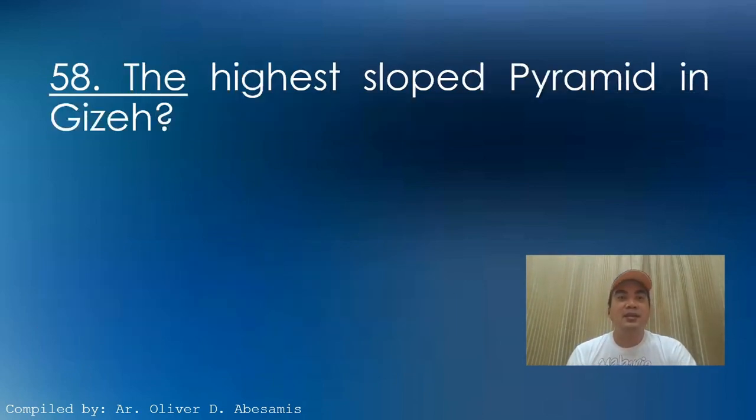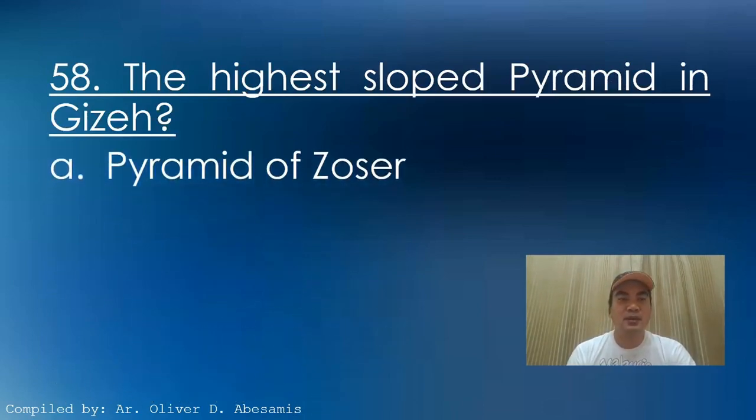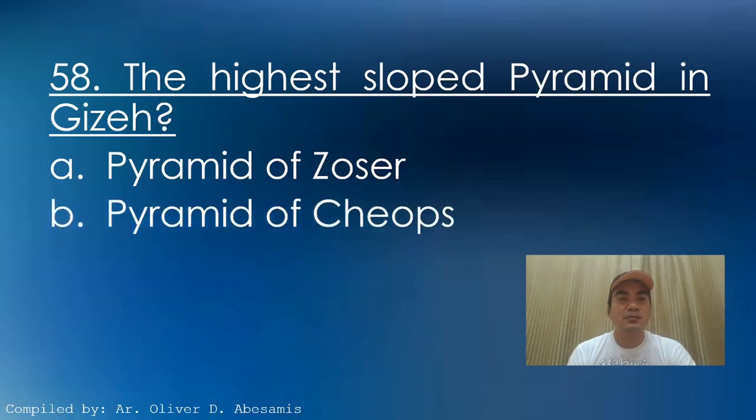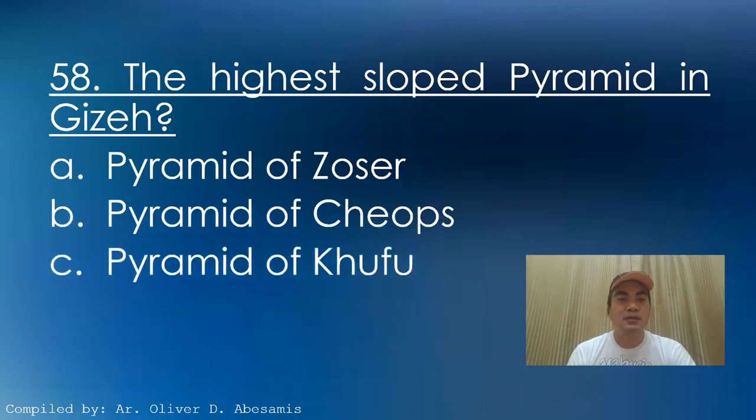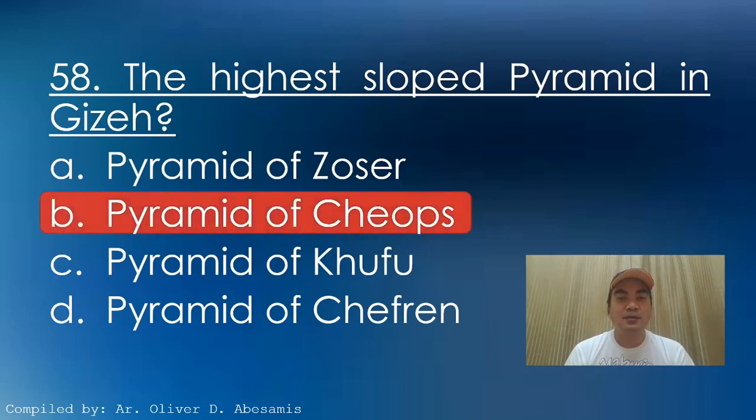58. The highest slope pyramid in Giza. A. Pyramid of Zoser. B. Pyramid of Cheops. C. Pyramid of Khufu. D. Pyramid of Chephren. Answer. B. Pyramid of Cheops.